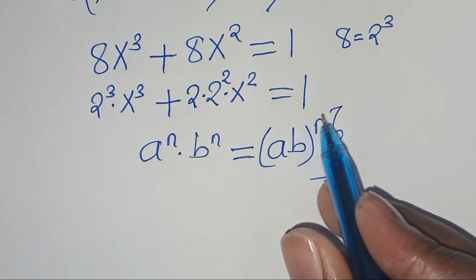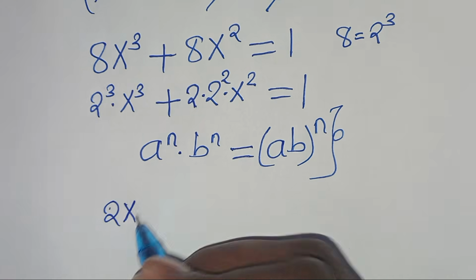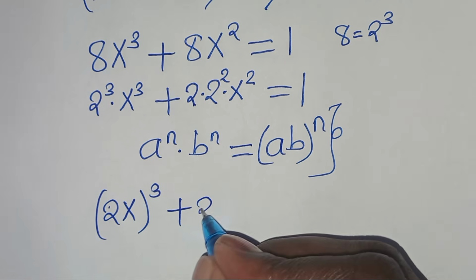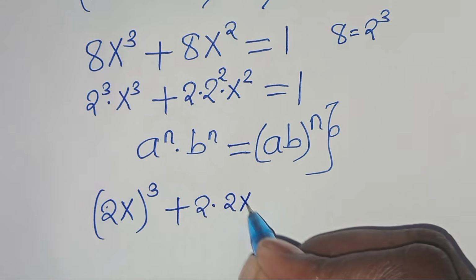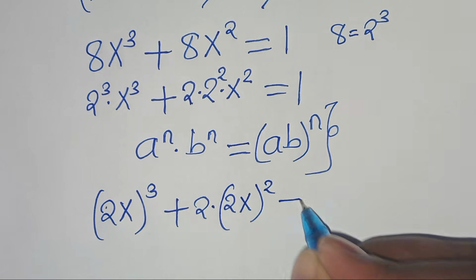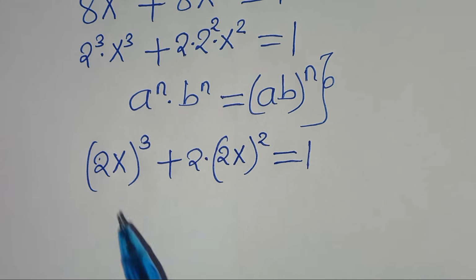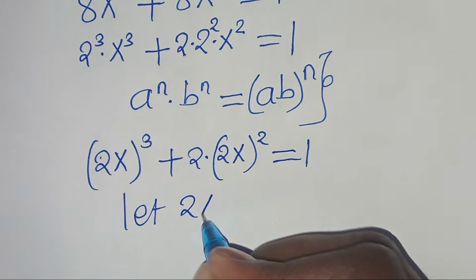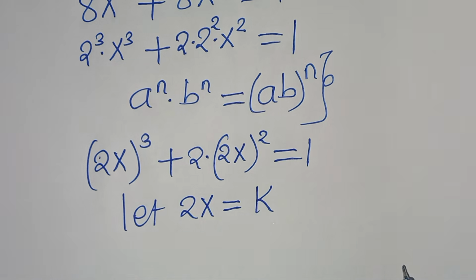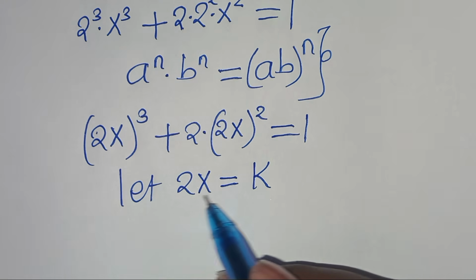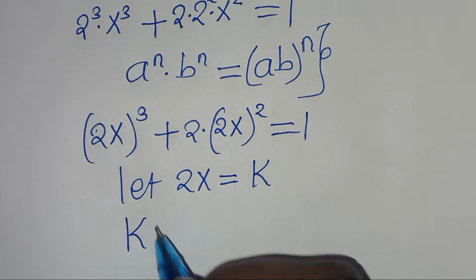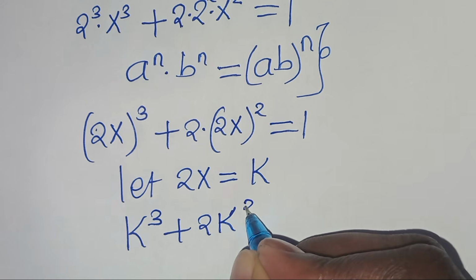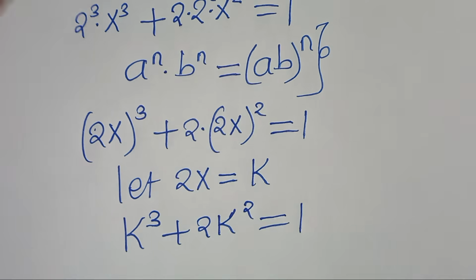Applying this exponent property, then we have 2x raised to the power of 3 here, then plus 2 multiplied by 2x raised to the power of 2. This is equal to 1. We have 2x here and 2x here, so we can let 2x be equal to k. So let's substitute where we have 2x with k, so that we have k to the power of 3 plus 2k squared, this is equal to 1.